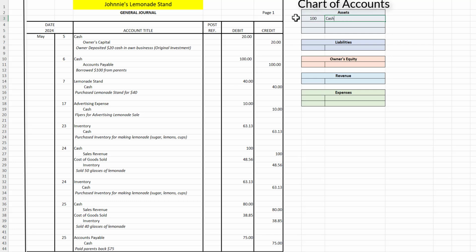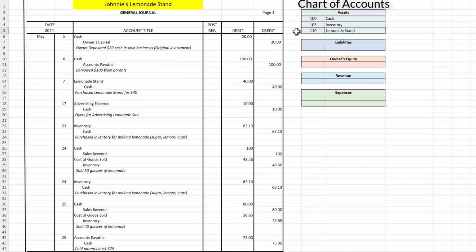The next asset I find in the journal is inventory. I will assign it a number of 105. I didn't assign it a number of 101 because you want to have available numbers for when you need to add additional accounts. You may want to even have a wider variance in numbers if you are going to have a lot of accounts. The next asset is the lemonade stand. I am assigning it the number 110.